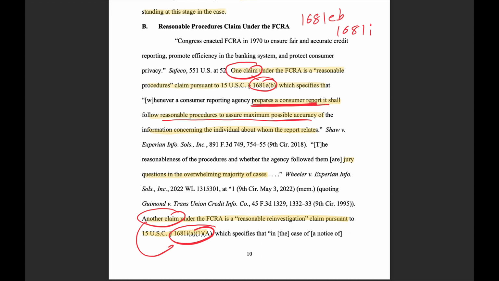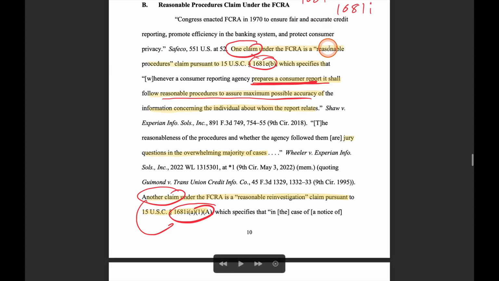In other words, not going to Wells Fargo and then Wells Fargo notifies the credit bureau, but you go directly to the credit bureau and you say, hey, something's wrong. Well, now they have to investigate. So just think I for investigation. All right, so let's look here. One claim is reasonable procedures under E-B.